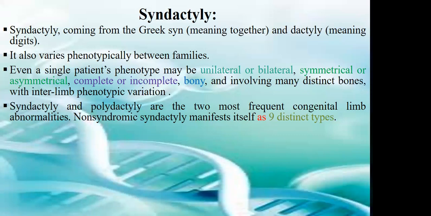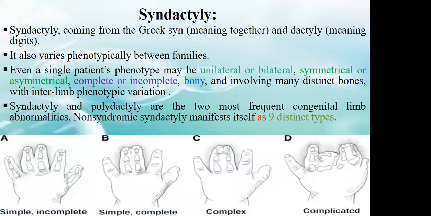Syndactyly and polydactyly are the more frequent congenital limb abnormalities. This is non-syndromic syndactyly, and also non-distant type. This type of disorder is further classified into 9 groups. So now we have a picture: in A we can see simple incomplete syndactyly, in the B picture simple complete syndactyly, and in the third picture complex syndactyly.